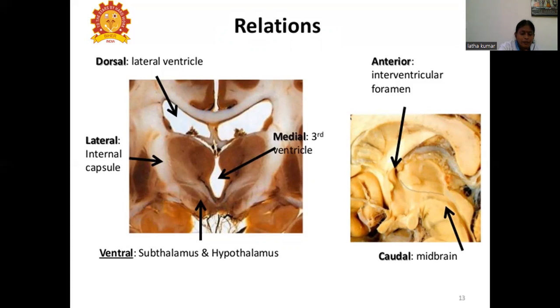And next, lateral surface of the thalamus is related to the posterior limb of the internal capsule. So in this picture you can see the lateral surface of the thalamus, it is related to the internal capsule.